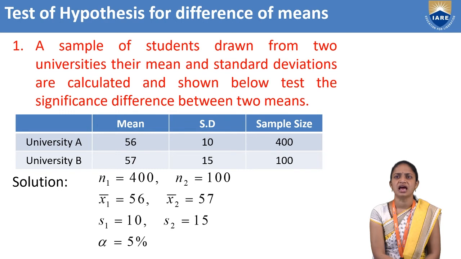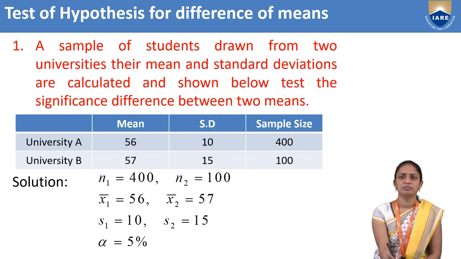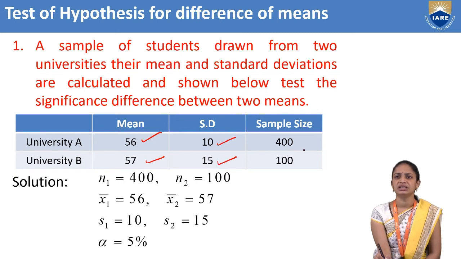So coming to the first problem, a sample of students drawn from two universities, their mean and standard deviations are calculated and shown below. Test the significance difference between two means. So University A mean is 56 and University B mean is 57. University A standard deviation is 10, University B standard deviation is 15. University A sample size is 400, University B sample size is 100.